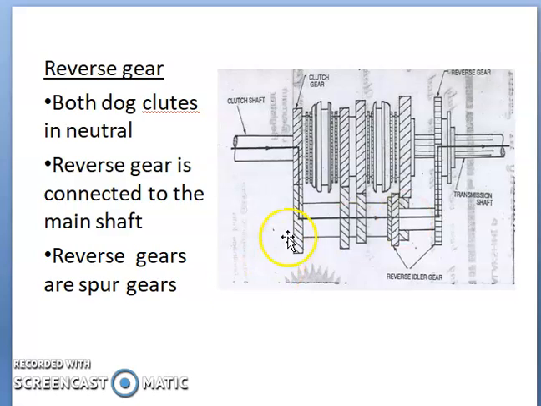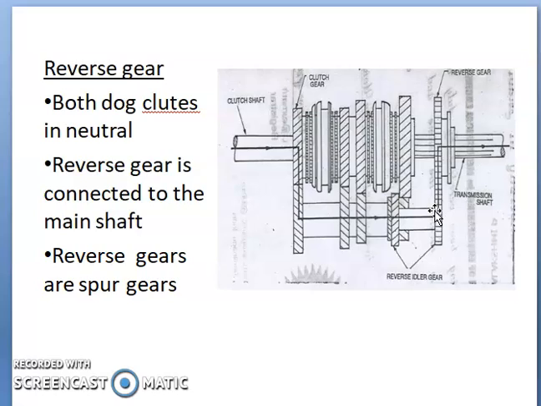So when the reverse gear is engaged, you can see that the power flows from the clutch shaft to the reverse gear in the lay shaft, and you have the reverse idler gear here which helps in changing the direction, and from that to the reverse gear on the main shaft. Here again you can see this reverse gear on the lay shaft is small, whereas the reverse gear on the main shaft is considerably bigger. So this again reduces the speed to a large extent.